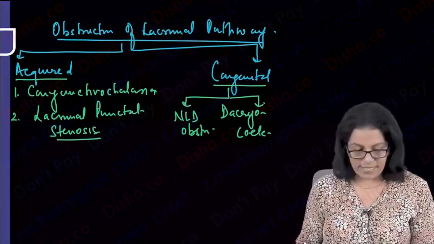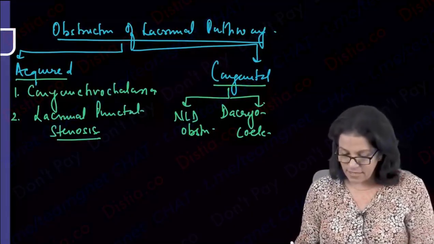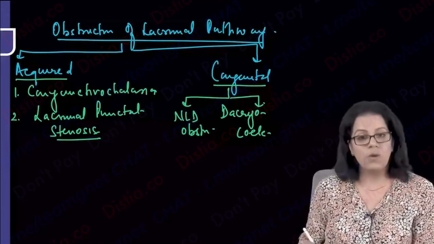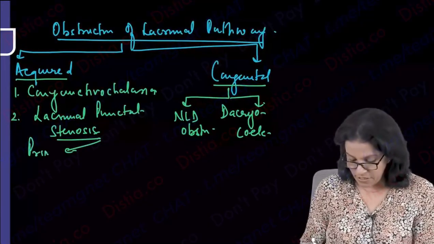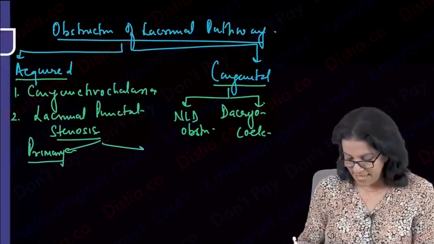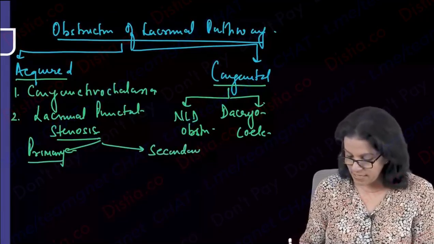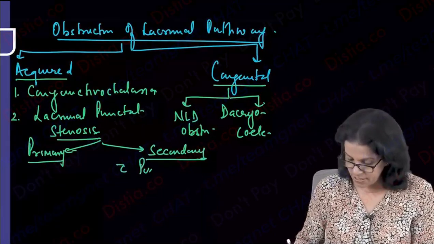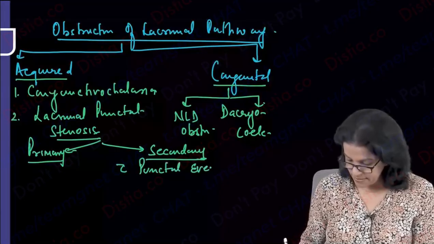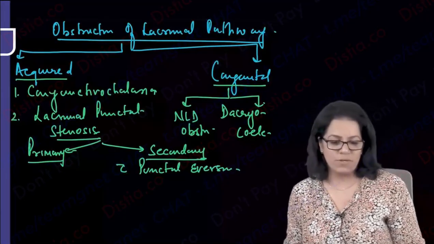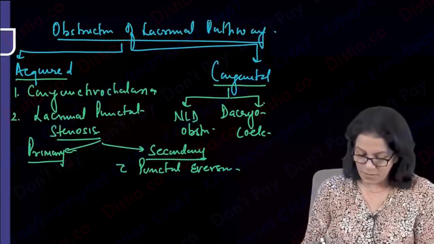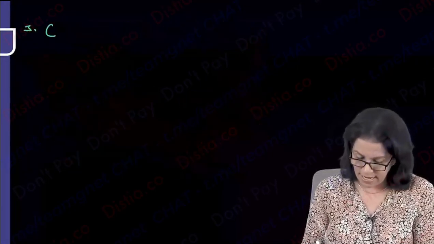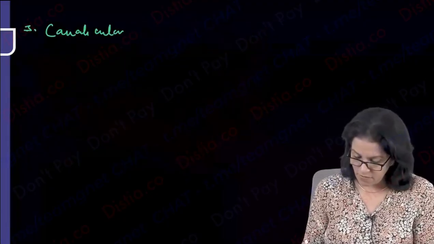Okay. Then this punctal stenosis can be either primary or secondary. So what is primary and what is secondary? When there is no punctal eversion, only stenosis, it is primary, and secondary means it is associated with punctal eversion. Not more than this, not needed. Too much detail is not needed here. That could be another cause. What can be the third cause of lacrimal obstruction? Of course, we can talk about canalicular obstruction. And very commonly, of course, is your NLD obstruction.